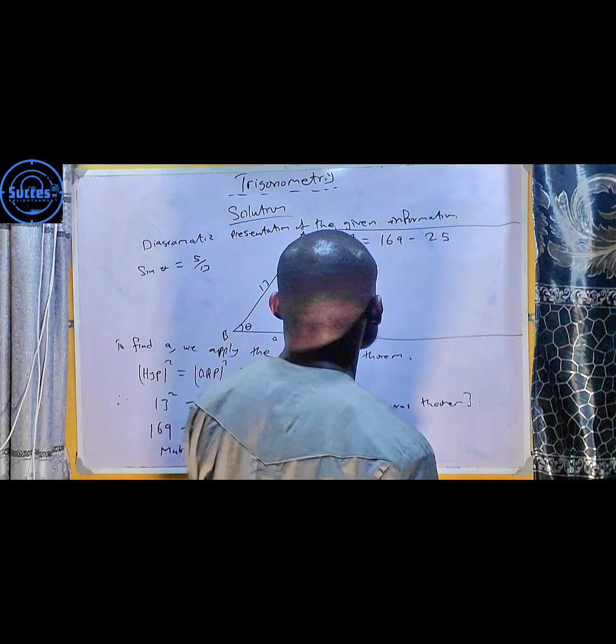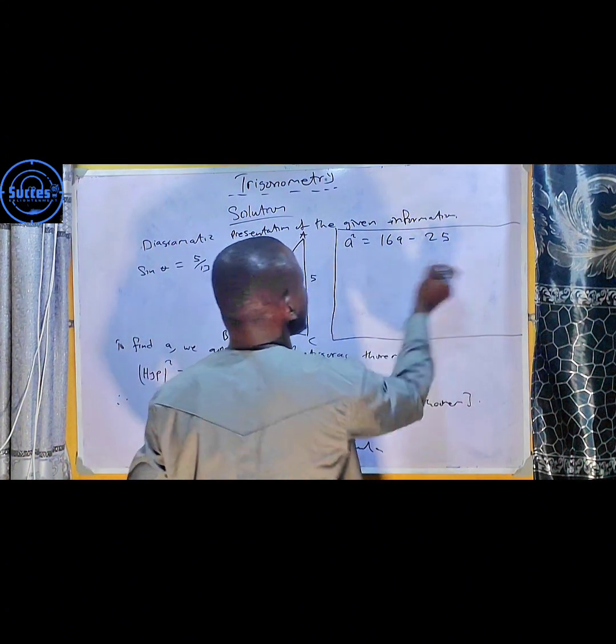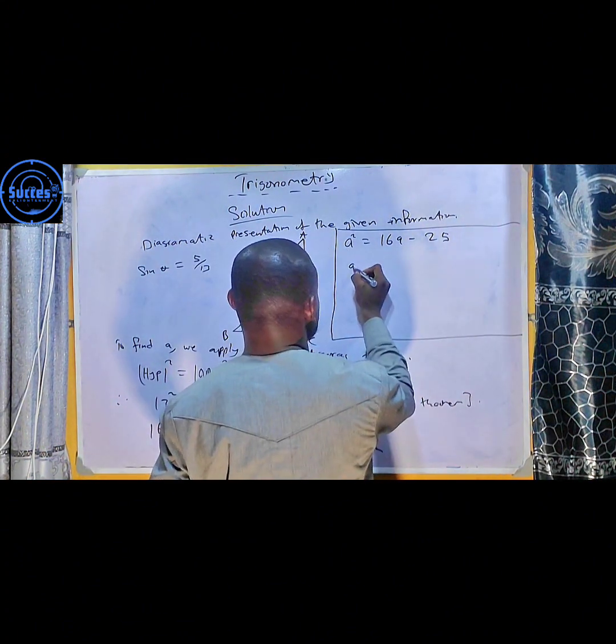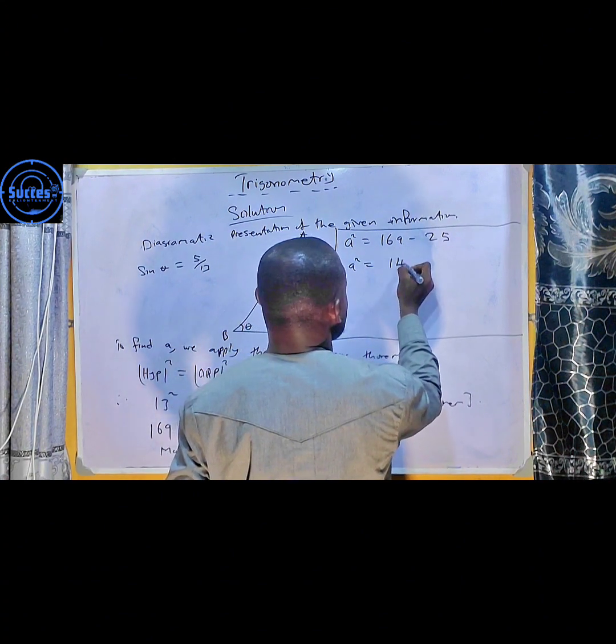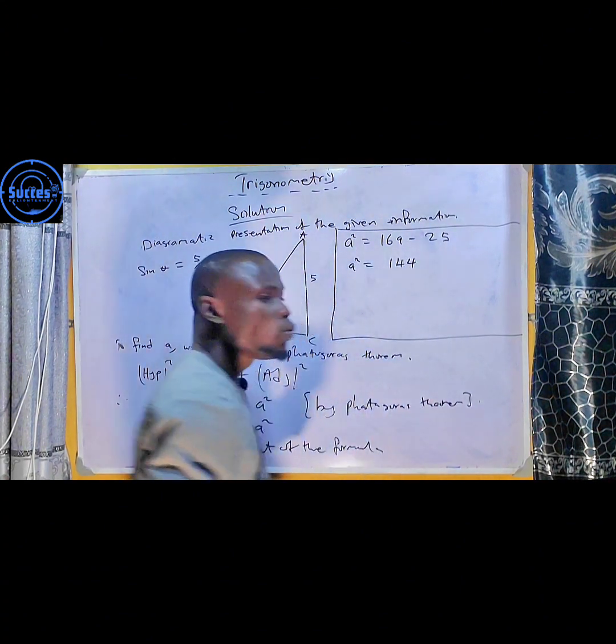All right, so from here you press your calculator. What is 69 minus 25? So a square will be what? 144. So what you do from here is what?